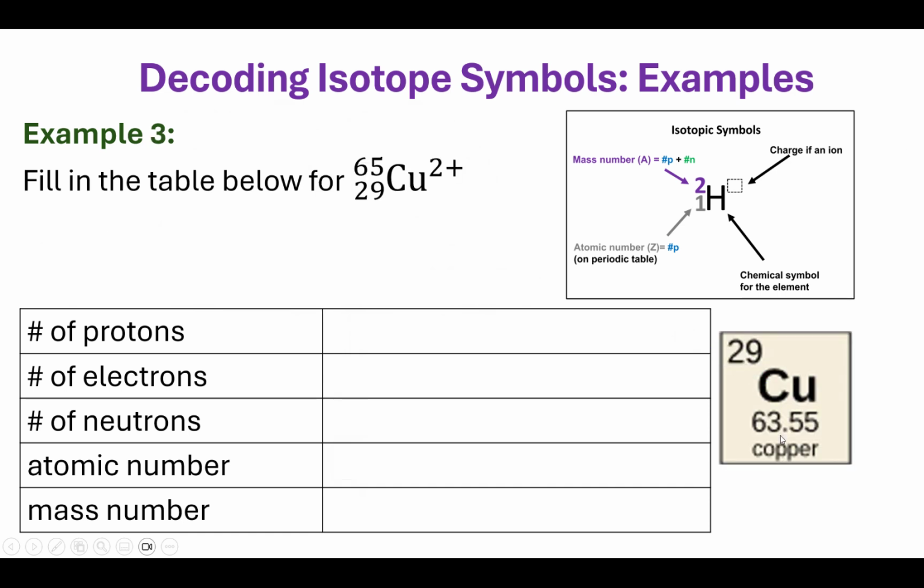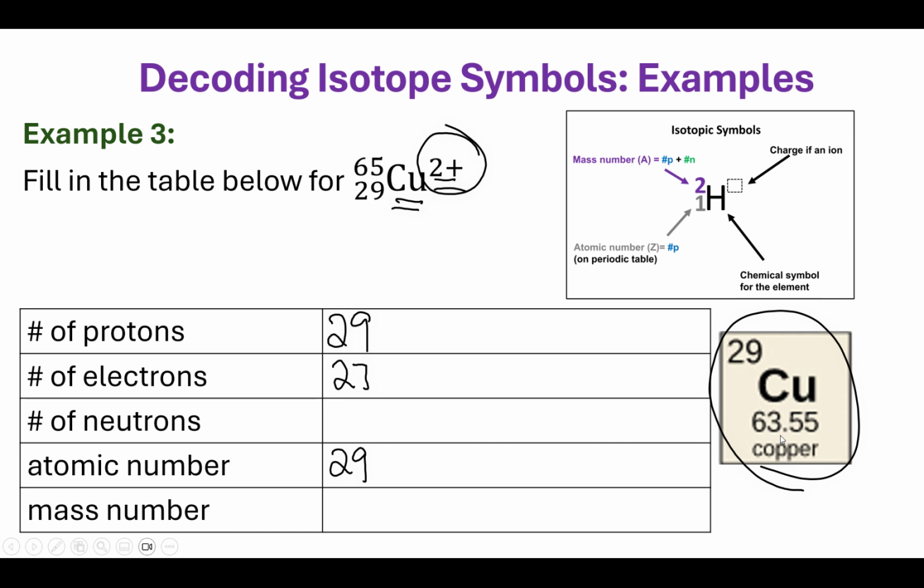Next example. We have copper here. We have a +2 charge. Copper, looking at the periodic table, has atomic number 29, and that's equal to the number of protons. Number of electrons. Well, this whole thing has a +2 charge, which means that it has 2 more protons than electrons, or 2 fewer electrons than protons. So in this case, we have 29 protons, so we must have 27 electrons. I think doing it in your head without some equation is way easier.